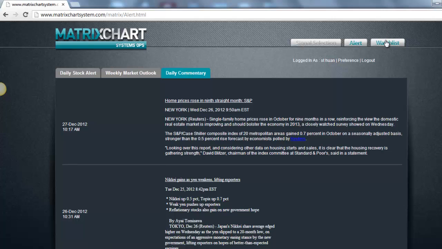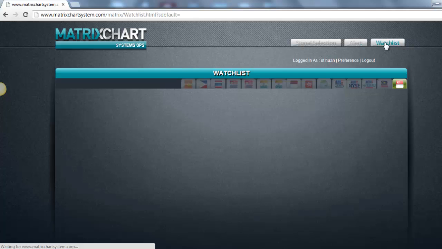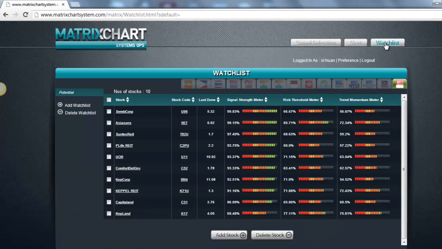Lastly, let's talk about the watch list. A watch list is really important if you have a list of stocks that you want to quickly look at any time. Instead of going to search for it every time, a watch list is a list that you can go to at a click of a button. You can add and delete stock easily with the MATRIXCHART system into a watch list.